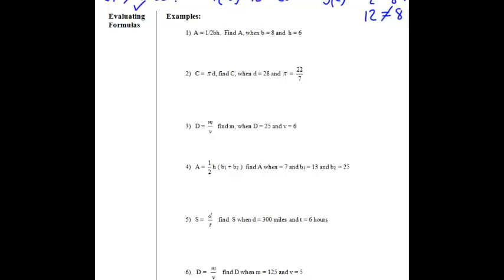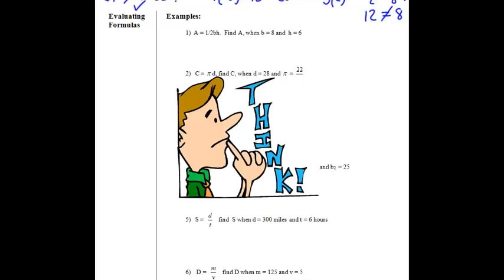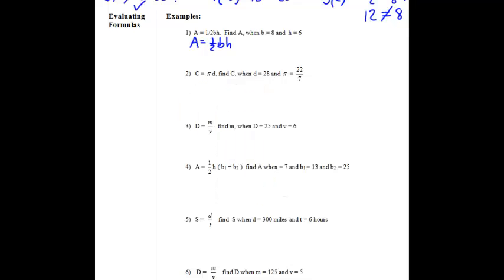Example 1, A equals 1/2 BH. That should look a little familiar to you. I'm hoping right now that you're thinking, oh, wait, I've seen that before. You should have seen it before. It happens to be the area of a geometric figure, and that geometric figure is a triangle.